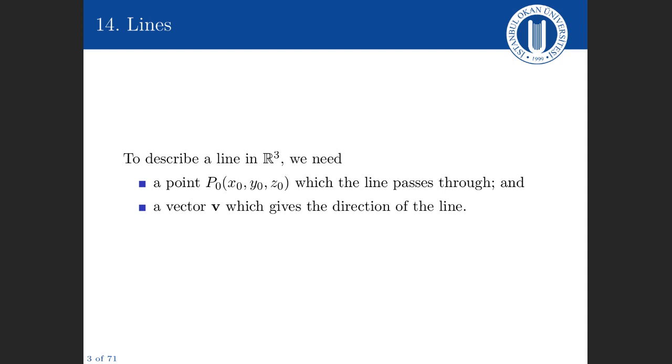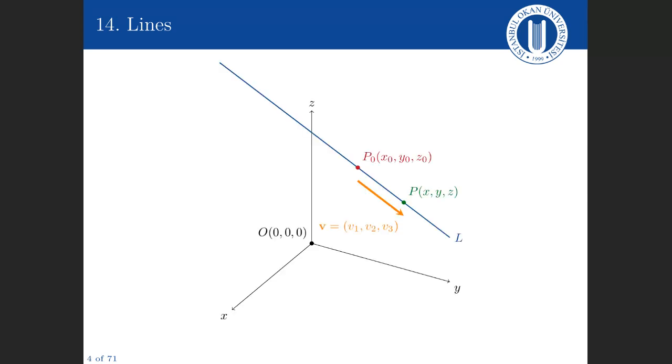To describe a line in three-dimensional space, we need two things. We need a point that the line passes through, and we need a vector which gives the direction of the line.